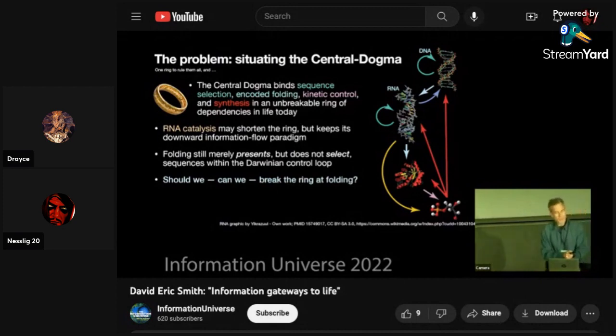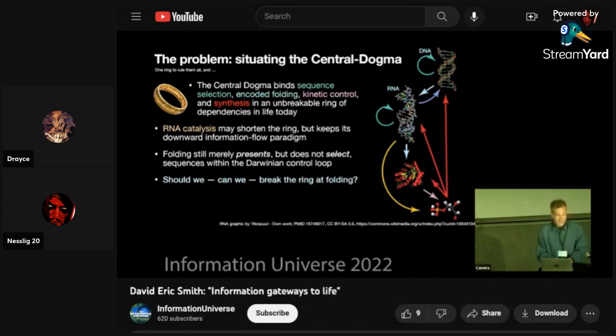But they kept one commitment of the central dogma, which was the downward control flow. Variation is introduced a la Darwin in an a priori unbiased fashion. We have to wait until it gets to the expression of phenotype to decide whether it was good or bad, which means we need all of this material to generate phenotype. It is important in this that folding, which actually makes usable structures, has no agency. It presents sequences for selection, but it does not select the sequences within this Darwinian control loop that has been taken from modern life and sort of imposed on early chemistry.